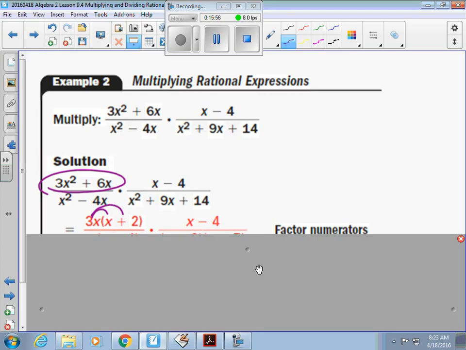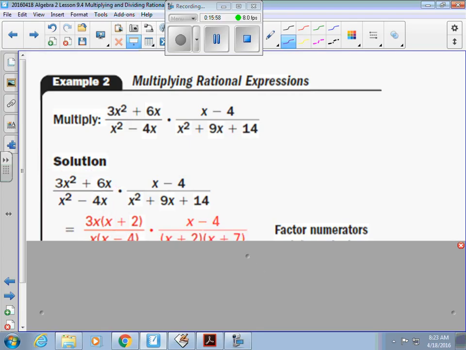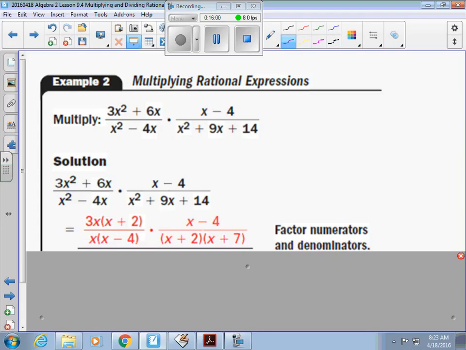That part doesn't change. On the bottom, when you factor it out, you can take the x out of the first one. They have that x in common. And you're left with, again, what do you multiply x by to get x squared? You multiply by x. What do you multiply x by to get negative 4x? You multiply by negative 4. So you have 3x times x plus 2 over x times x minus 4.